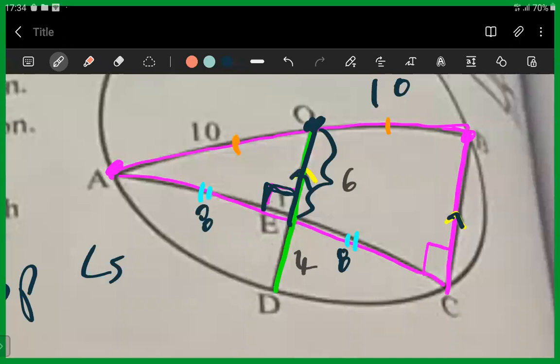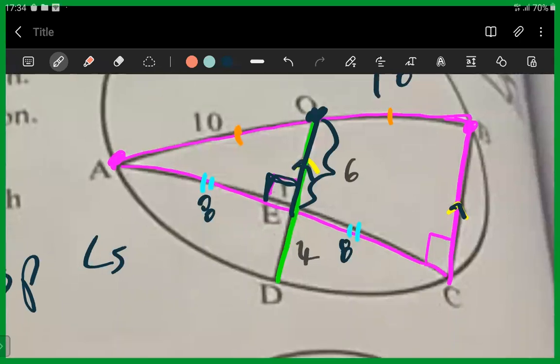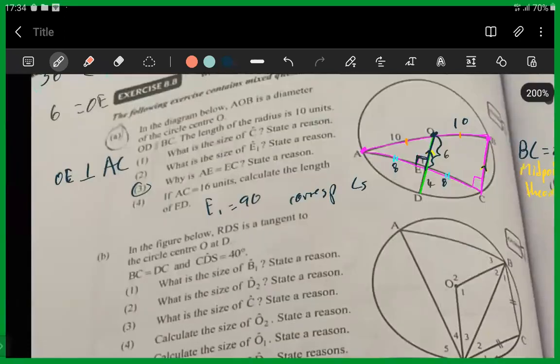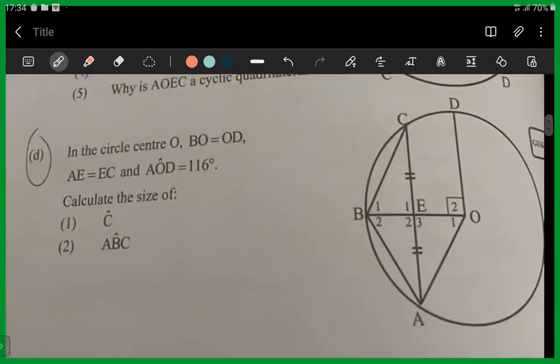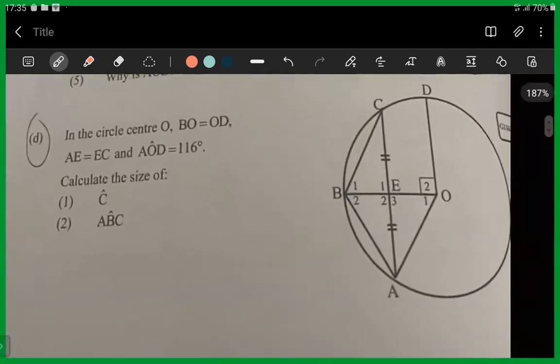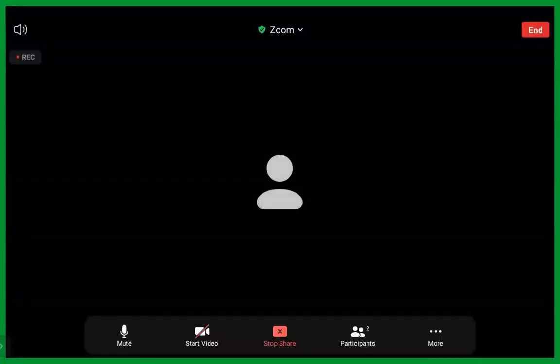Cool. So, all that being said, with the next question, it says the one that's circled, which is D. It says here in the circle, or rather, let me make this one a new one. Let's see here.